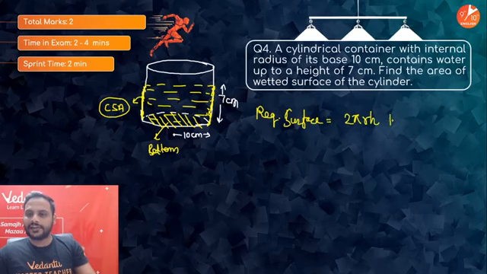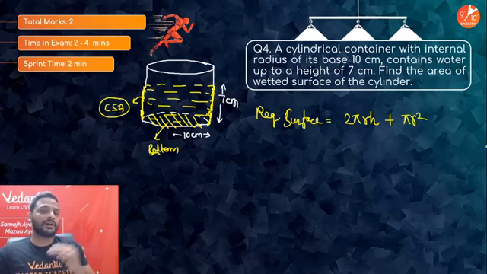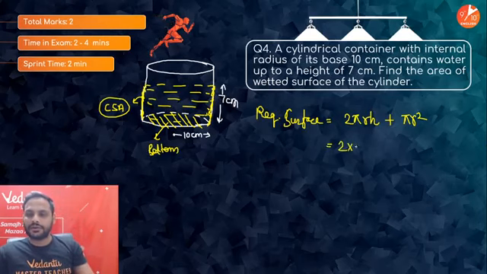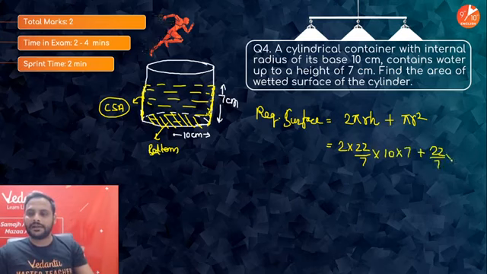2 pi r h, the CSA, plus the area of the bottom, which is pi r square. So neither have I used the formula of CSA only or TSA only. I have used CSA plus the area of bottom. So it is very important to visualize. Alright, so 2 into pi into radius 10 into height 7, plus pi into radius 10 square.